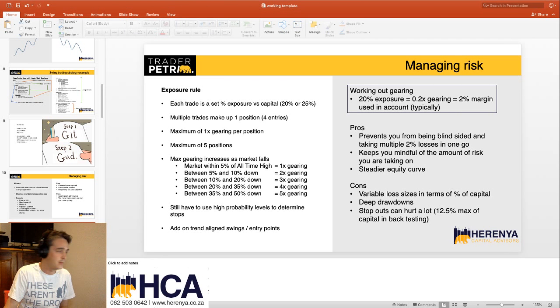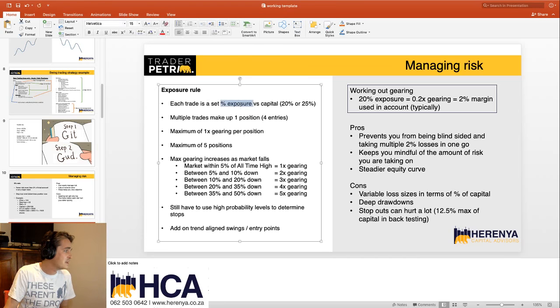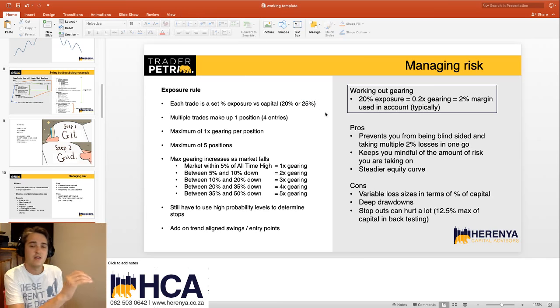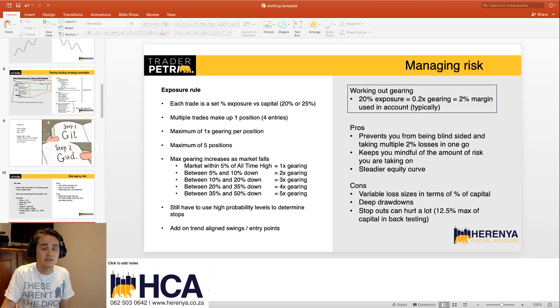So what you say here is that each trade has a percentage exposure versus capital. So let's say 20% or 25%. So if I take a trade in MTN, the stock that we were trading, and I've got 50,000 Rand, I can take a maximum of 10,000 Rand exposure to MTN per individual trade.